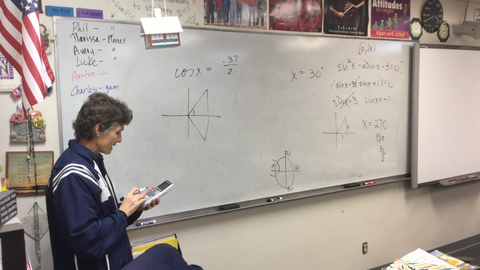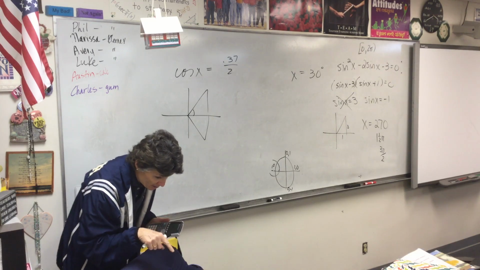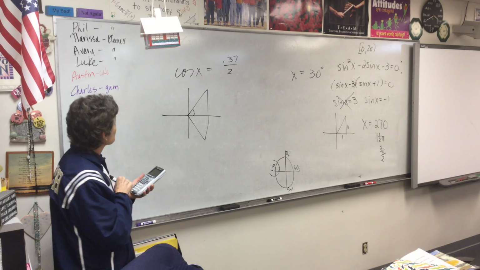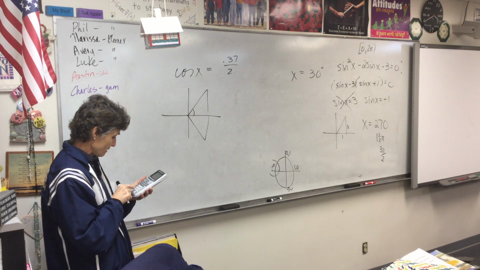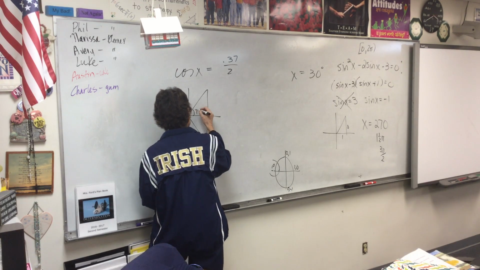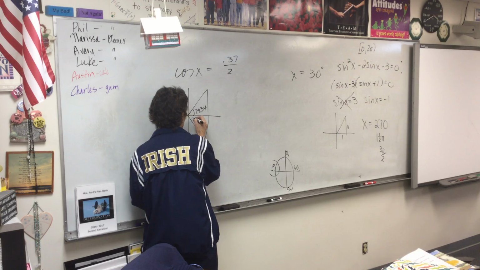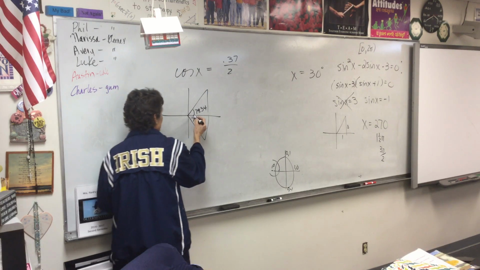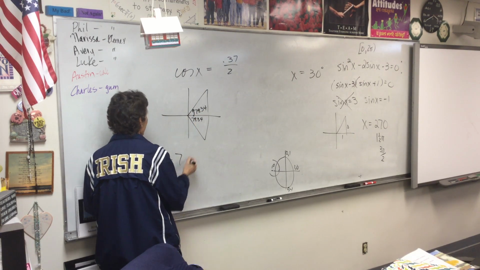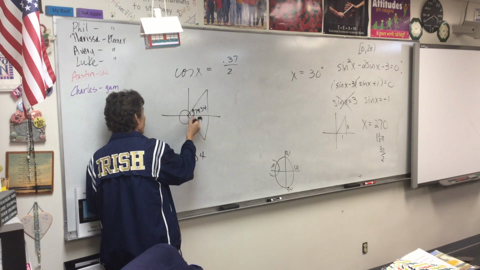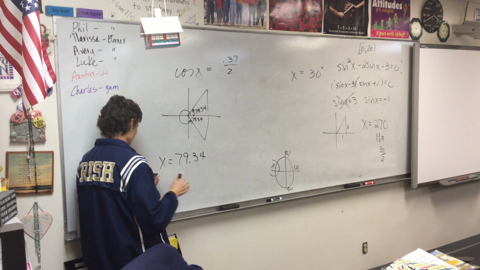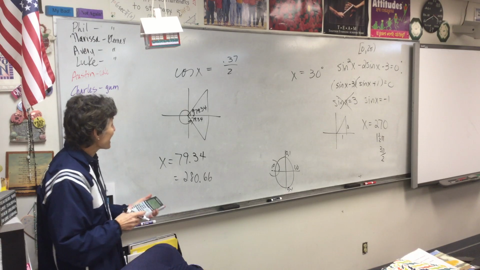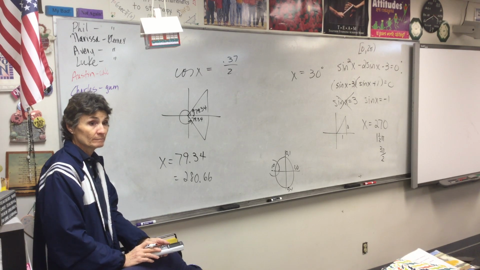So how do I find an angle on my calculator? First of all, make sure you're in degrees because this problem says to be in degrees. Second cosine 0.37 divided by 2. And it's 79.34. Okay? So what are the answers to the question? Well, the one in quadrant 1 is 79.34. How about the one in quadrant 4? It'll be 280.66. 360 minus 79.34.